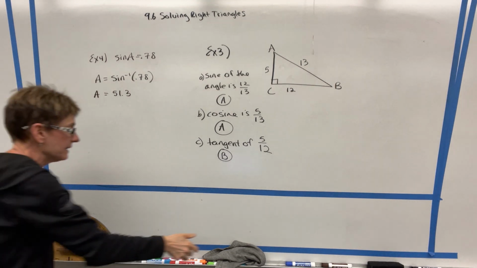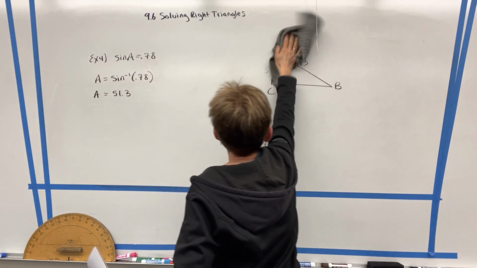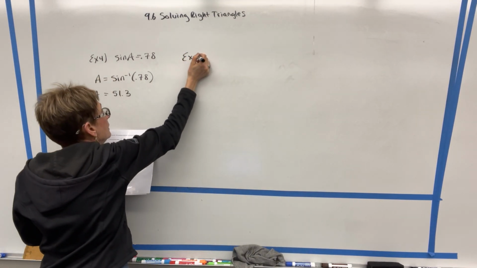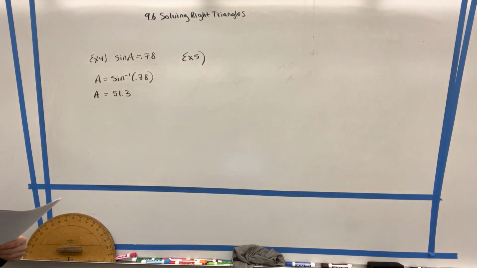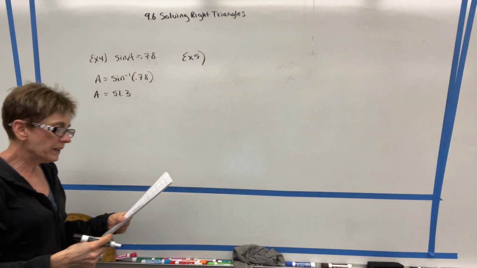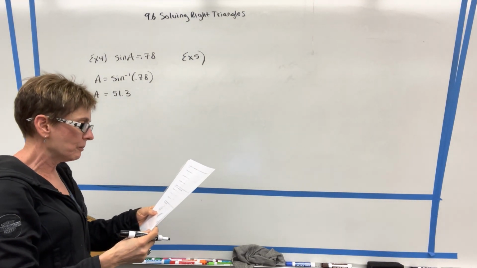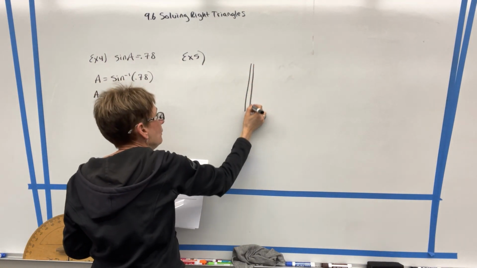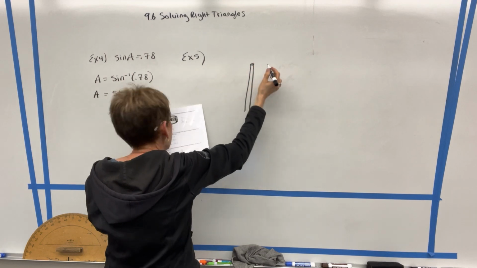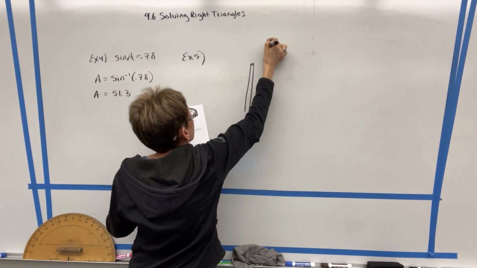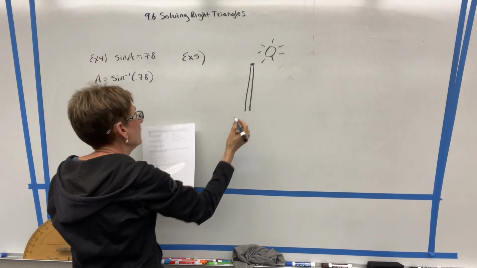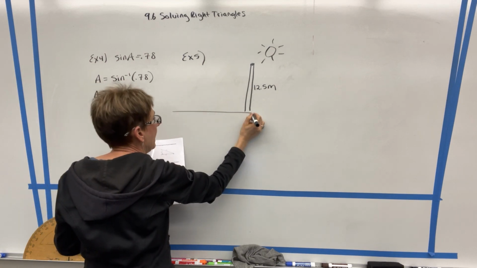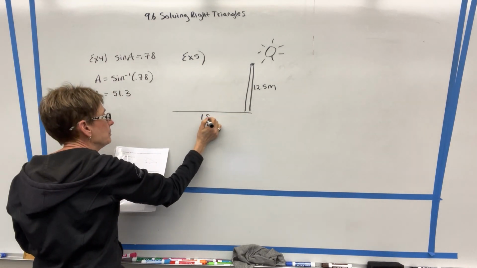Okay, let's do one last example. We'll call this example number 5. It's a short word problem. So example 5, it says, find the angle of elevation of the sun when a 12.5 meter tall telephone pole casts an 18 meter long shadow. So let's draw this telephone pole here, and let's put the sun up here. It says the pole is 12.5 meters tall. The shadow it casts is 18 meters.